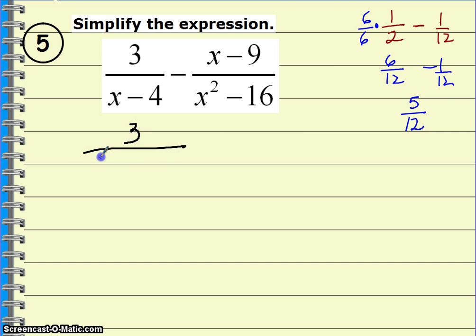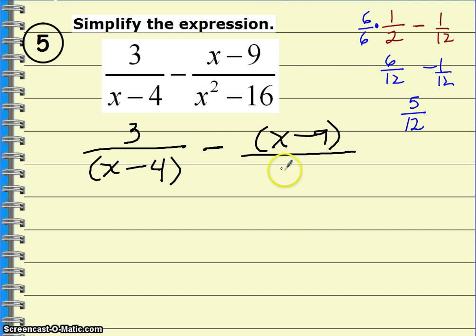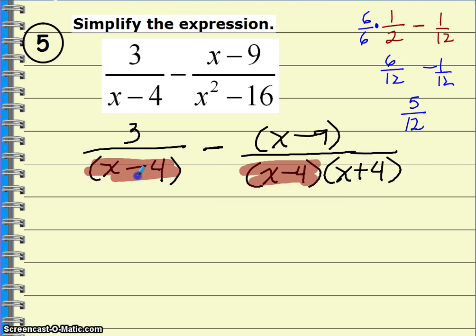So this one's going to stay exactly the same. And then this one will become x minus 9, notice I put that in parentheses, over x minus 4 and x plus 4, because that's how x squared minus 16 factors. Oh, well, if I look at my factorization, I've got x minus 4 and x minus 4 over here, and then I have this x plus 4. And if I go back and think about this one, 12 is 6 times 2, so that's why I multiplied this by 6. So what would I multiply by in this problem?